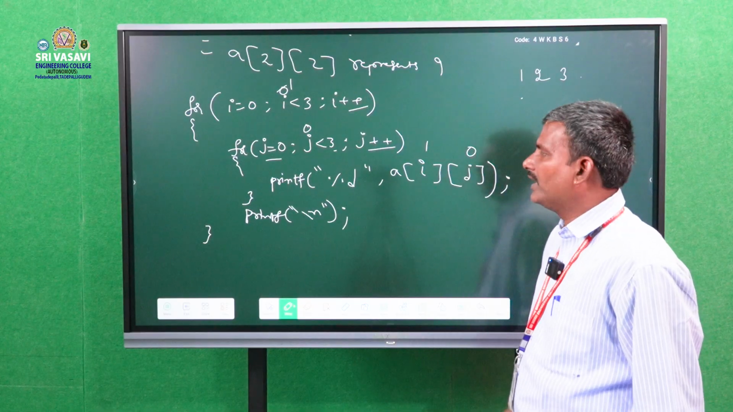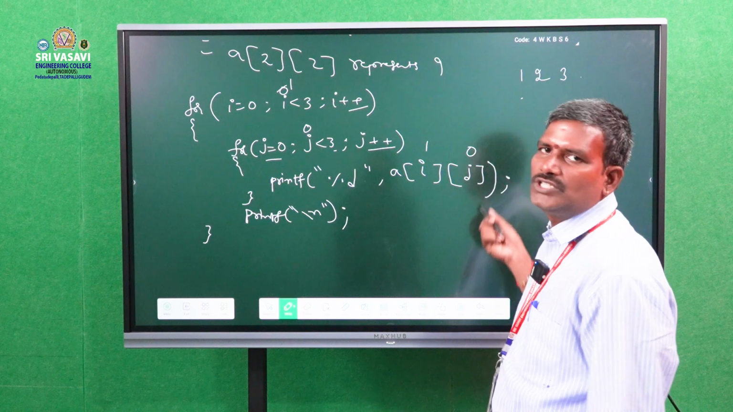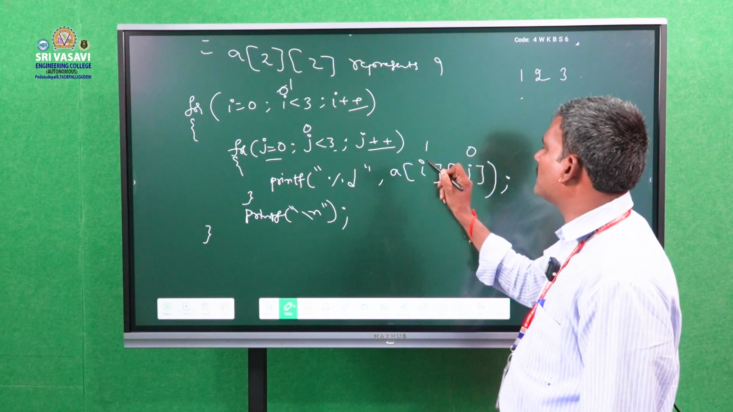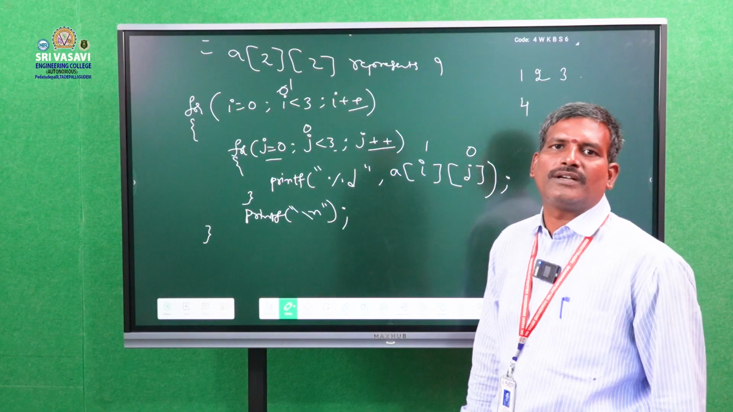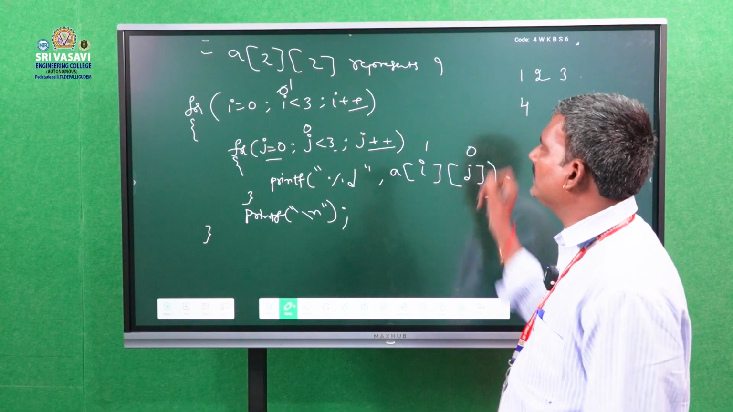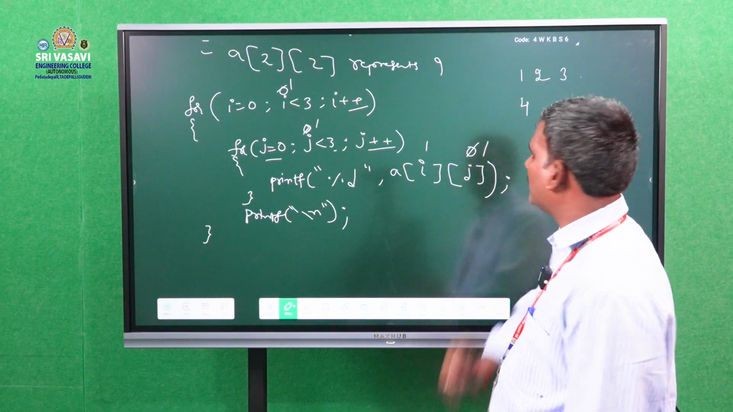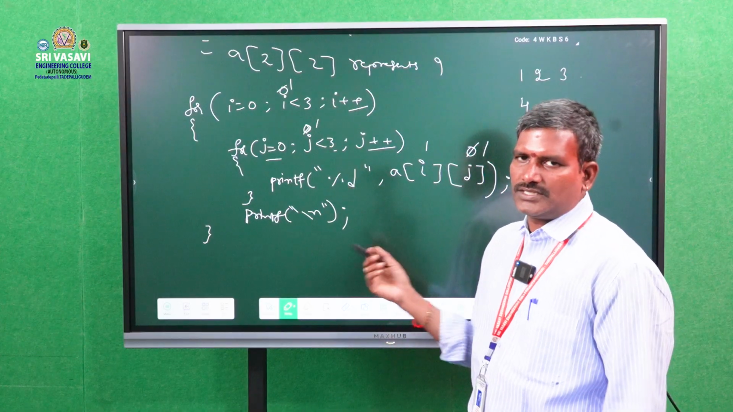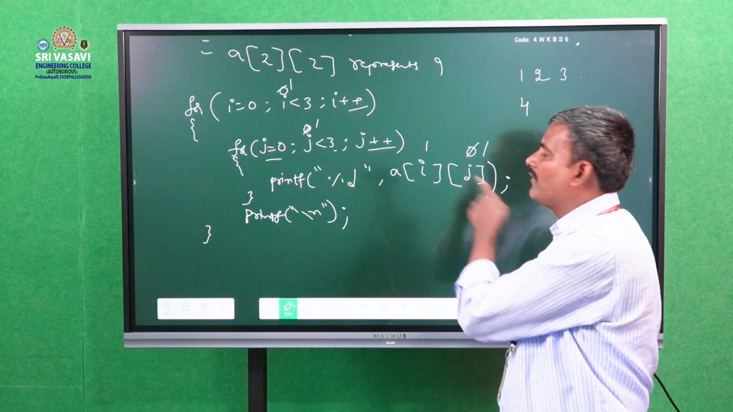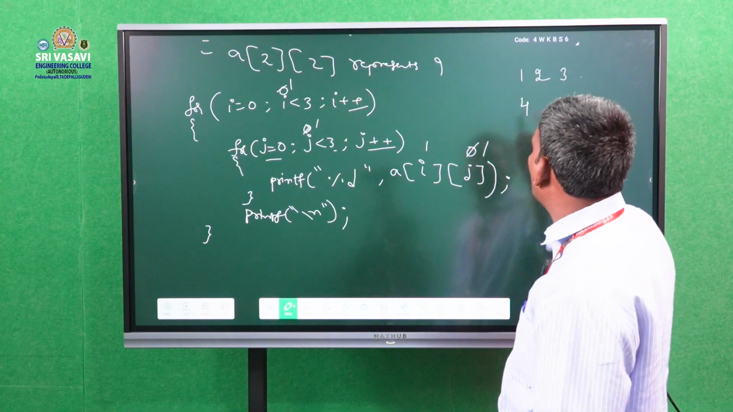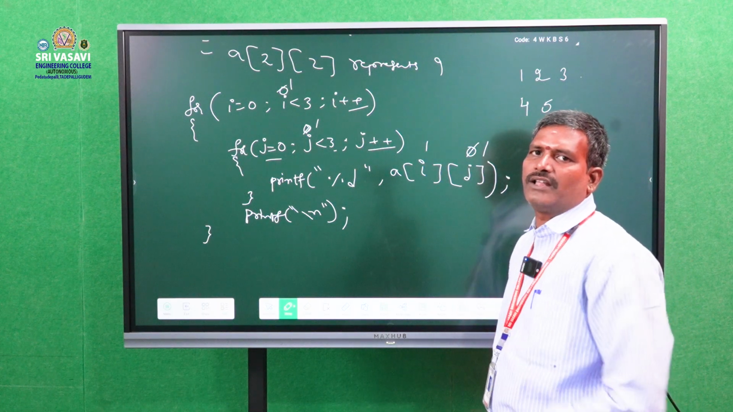So I value is 1, J value is 0. The printf statement is like this: printf("%d", a[1][0]). Okay, means first row and 0th column, means value number 4 is printed on the output screen. Okay, and then J++ is executed, J value becomes 1, 1 is less than 3, condition true, and the printf statement is printf("%d", a[1][1]), means first row and first column. Okay, the value number 5 is displayed on the output screen.